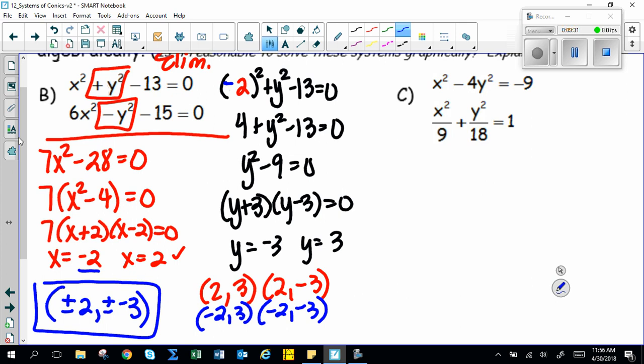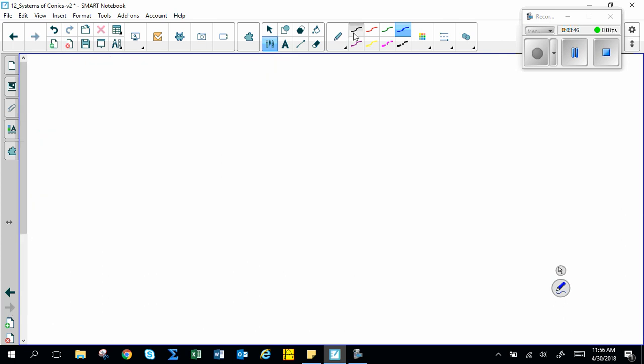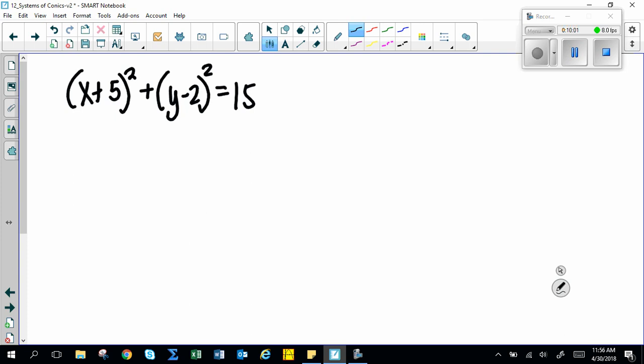Okay? So let's take a look at what you have next on your paper. So let's do your letter B. Okay, and then we'll come back and do C. So on your paper for letter B, you have x plus 5 quantity squared and y minus 2 quantity squared equals 15. By the way, what is this conic right here? It's a circle. And then what do I have here? What is this type of conic? It's a hyperbola.